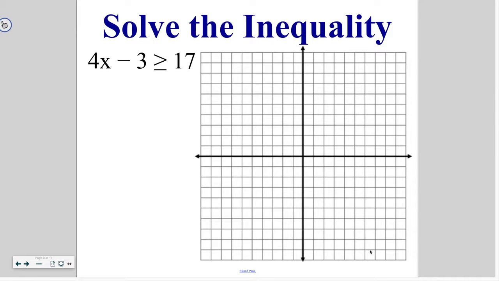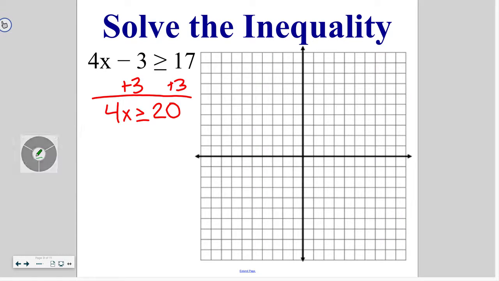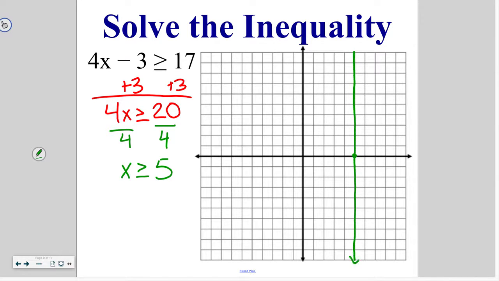Sometimes, similar to that graphing review that we did, there might only be one variable, but it still wants you to put it on the coordinate plane. So you're going to solve the equation for that variable. In this case, adding 3 to both sides, getting 4x is greater than 20, and then dividing by 4, giving me x is greater than or equal to 5. Again, you're going to come over and put that point at 5. Because it is greater than or equal to, we've got a solid line.